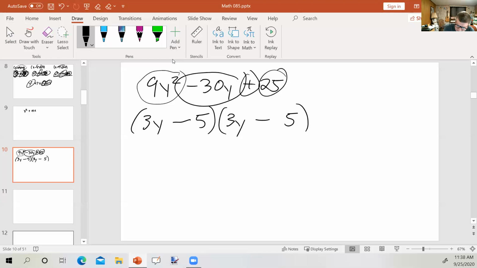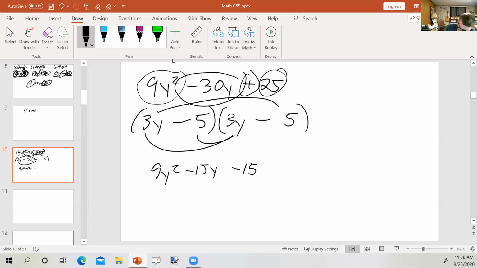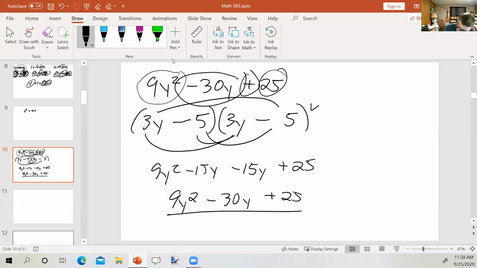Let's find out if this is true. That's 9y squared minus 15y minus 15y plus 25. 9y squared minus 30y plus 25. Cha-ching. So it is a perfect square, which means I could write it that way, or I could write it using an exponent of 2. Okay with that? Yes. All right.